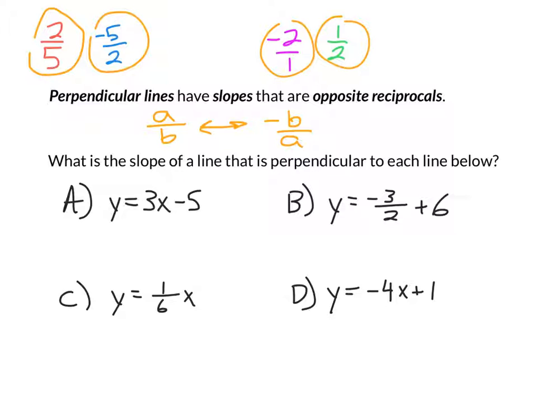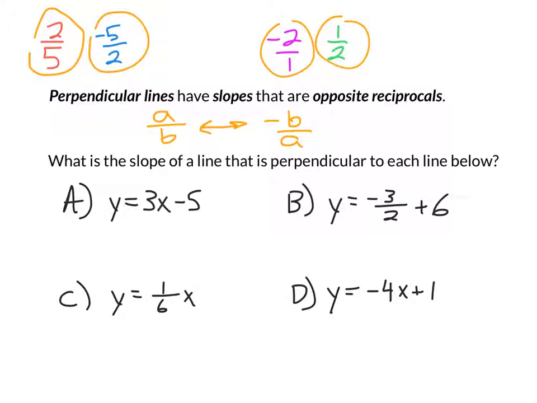So we can use that to find the slope of any line that's perpendicular to another line. For these examples below, I want to know what is the slope of a line that is perpendicular to each line below. That means if I graphed this, what would the slope of a line that intersects this line at a 90-degree angle have to be?